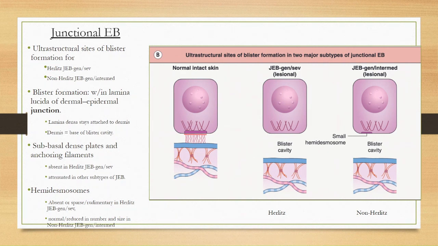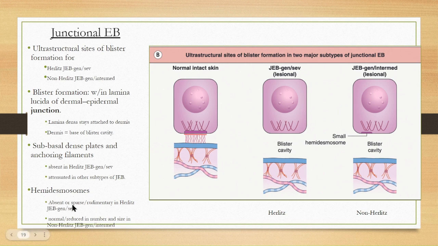Junctional EB here. So typically the blister happens here at the dermal epidermal junction, right there. What you might notice in the intermediate form of JEB, there is a small hemidesmosome that is retained, but ultimately the split is at the dermal epidermal junction. Subbasilar dense plates and anchoring filaments can be noted. That's what this is trying to demarcate here on the right. And also, these are absent in the severe form.